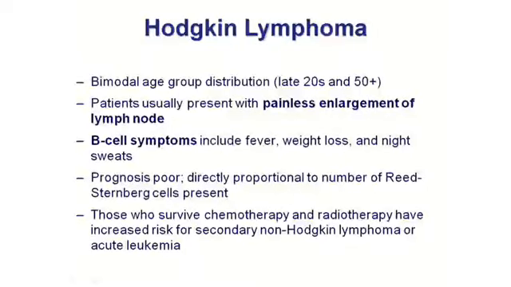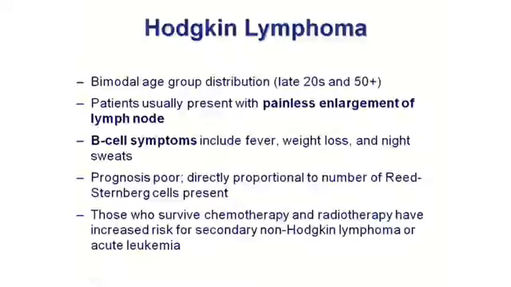We have a bimodal age group, late 20s and over 50s. Typical patient, though, is going to be our young male with this. Again, you're going to have painless enlargement of the lymph nodes. The patient will present with fever, weight loss, and night sweats. So on the exam, if a young male presents with fever, weight loss, and night sweats, your differential is going to be Hodgkin lymphoma, AIDS, or TB. So be aware of that, okay?